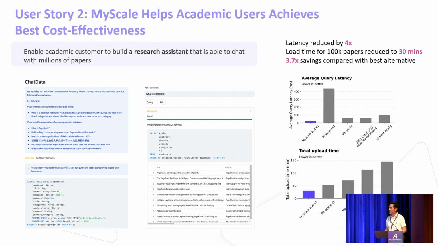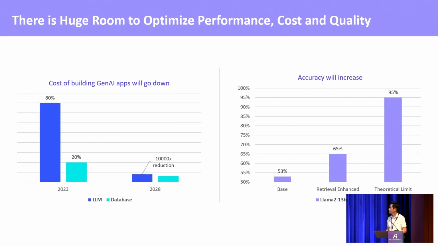In another example, the customer wants to build a research assistant, a chatbot that is able to chat with millions of papers so that the end user can ask questions about the papers, such as what is the promising material for room temperature superconductors. Because these millions of papers translate into hundreds of millions of vectors, cost is a key issue. Compared with the best alternative the user had tried, MyScale reduced the cost by a factor of 3 or more, and reduced the latency also.